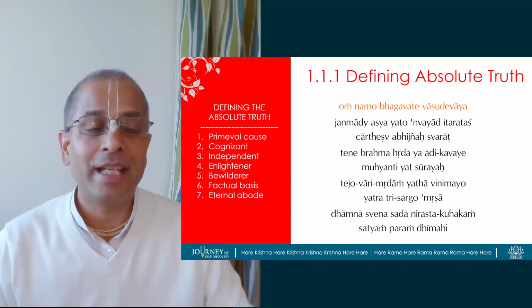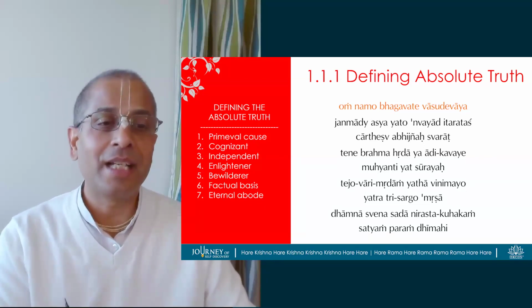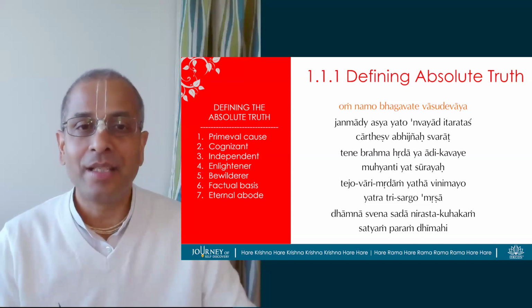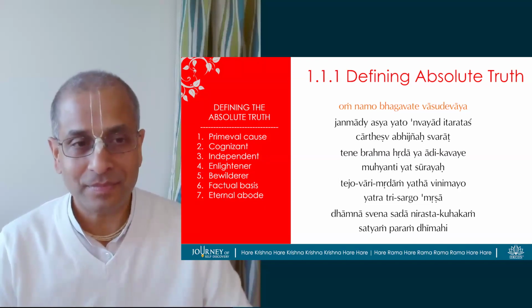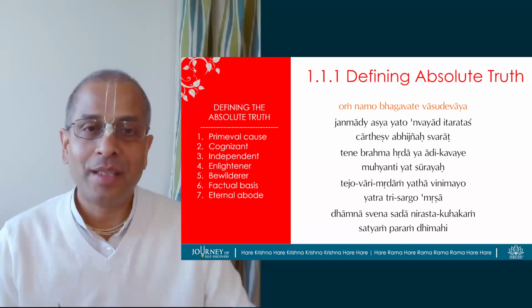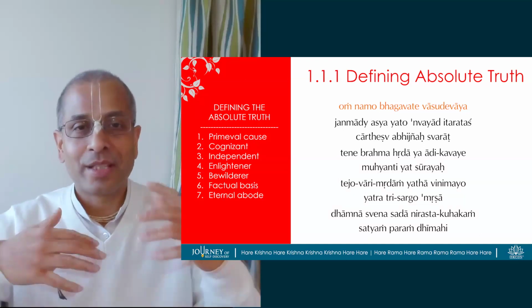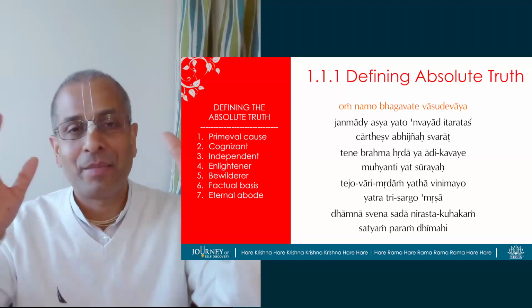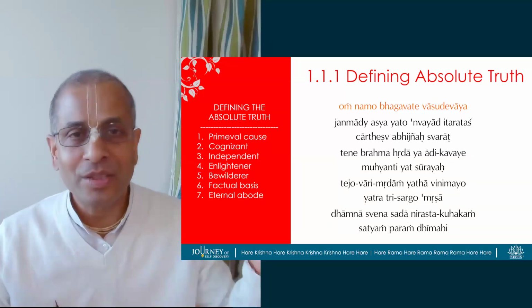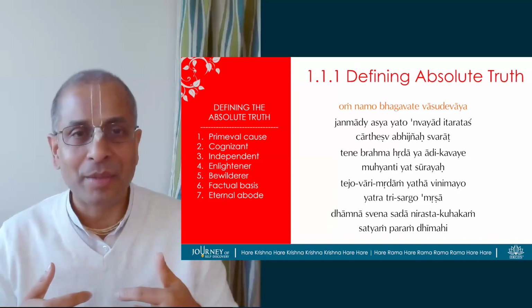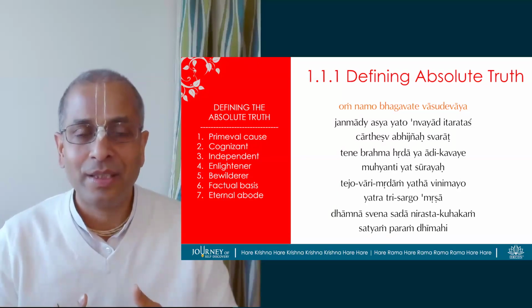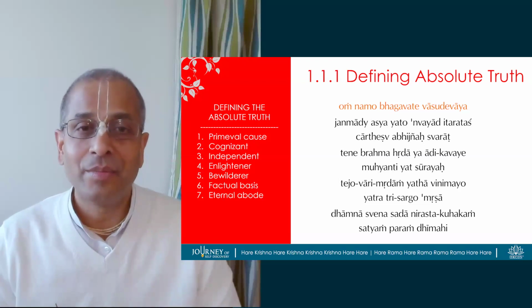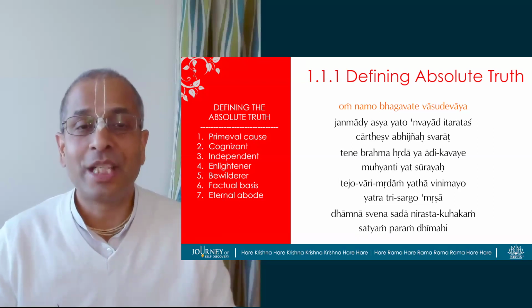Then his enlightener, Tene Brahma Hridaya Adi Kavaye. Adi Kavi here is Lord Brahma. So when the creation happened, from the navel of Garbhodakshai Vishnu, whom we talked about earlier, this lotus came, and Brahma was created there. And Brahma was confused. Who am I? What is my purpose? What is the duty that I have to do? So at that time, Garbhodakshai Vishnu gave him this knowledge.